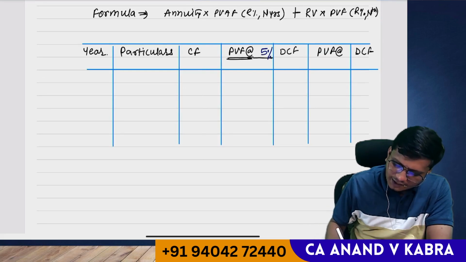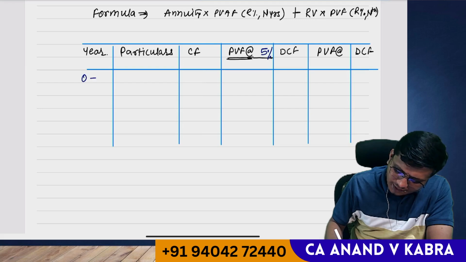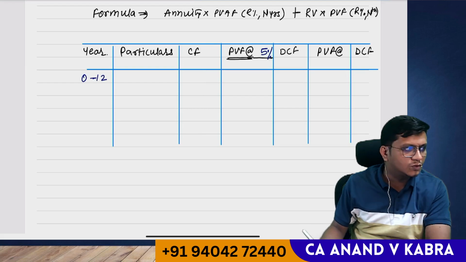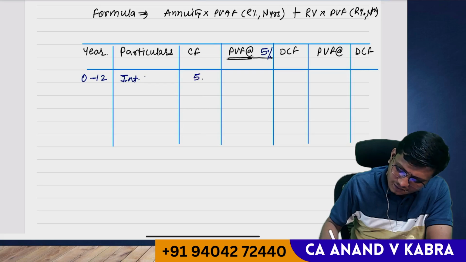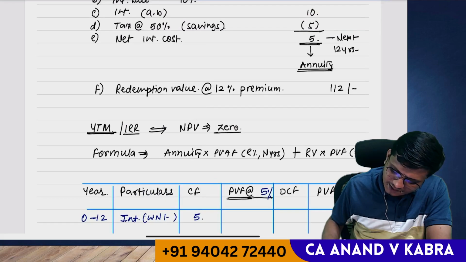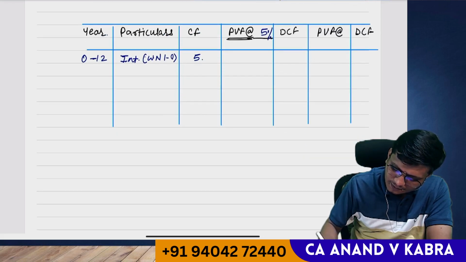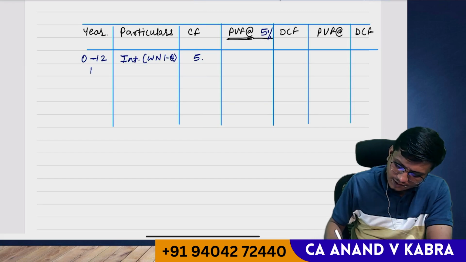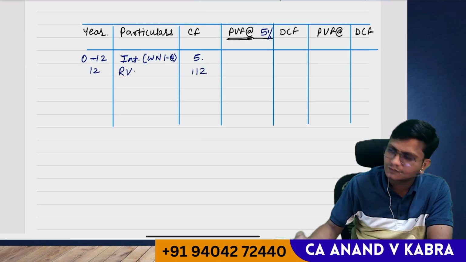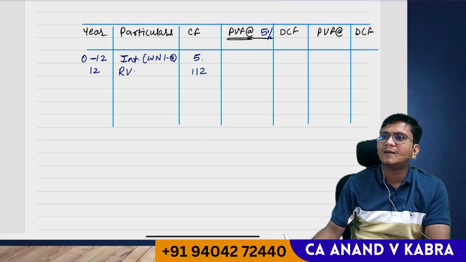All right. Here I am going to write 0 to 12. What you are going to receive is interest, that is 5 rupees, right? Working note number 1, last bit, that is E. In the 12th year, you are going to receive redemption value, that is 112. These two cash flows will happen to the investor.